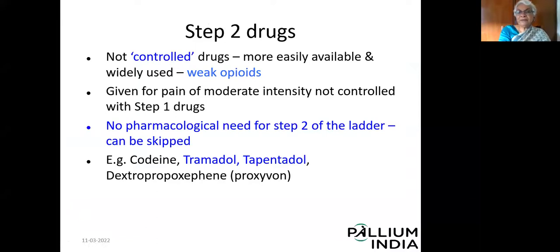Having discussed step 1 drugs, let us now switch gears and move on to step 2 drugs. Step 2 analgesic drugs are not controlled drugs. That means they are more easily available and more widely used as compared to controlled drugs like the strong opioids. So these are the weak opioids. They are given for pain of moderate intensity, which is not controlled with step 1 drugs. And sometimes, as I mentioned, we can even skip step 2 and directly go on to step 3. And the drugs that are used commonly, the step 2 drugs, are tramadol and tapentadol.